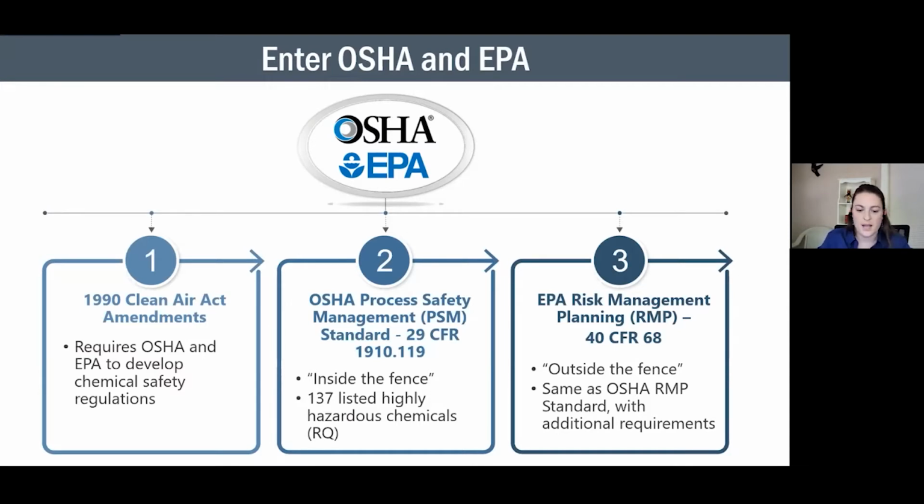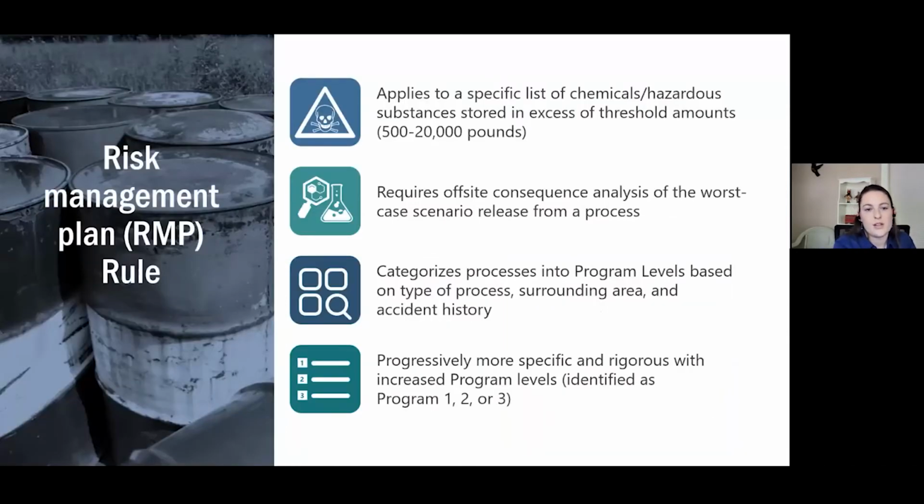Now there's a lot of overlap between the two regulations, but one or both may apply to the same process. The applicability is slightly different. Today, I'm going to focus on RMP. So the RMP rule applies to a specific list of chemicals and hazardous substances stored in excess of threshold amounts. The threshold amounts are in 40 CFR 68.130 and are based on the toxicity of the chemical. They range from 500 to 20,000 pounds.